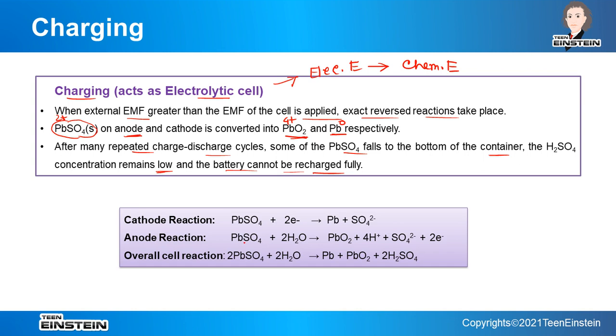So at the anode, the reaction is from +2 to +4, which is oxidation, and at the cathode, which is reduction, +2 to 0. And here the overall cell reaction, if you see, is just the reverse of the reaction that we have seen in the discharging process. Now PbSO4 and H2O are on the left hand side, and PbO2 and H2SO4 on the right hand side. So this is completely the reverse reaction. So this is the process of charging.